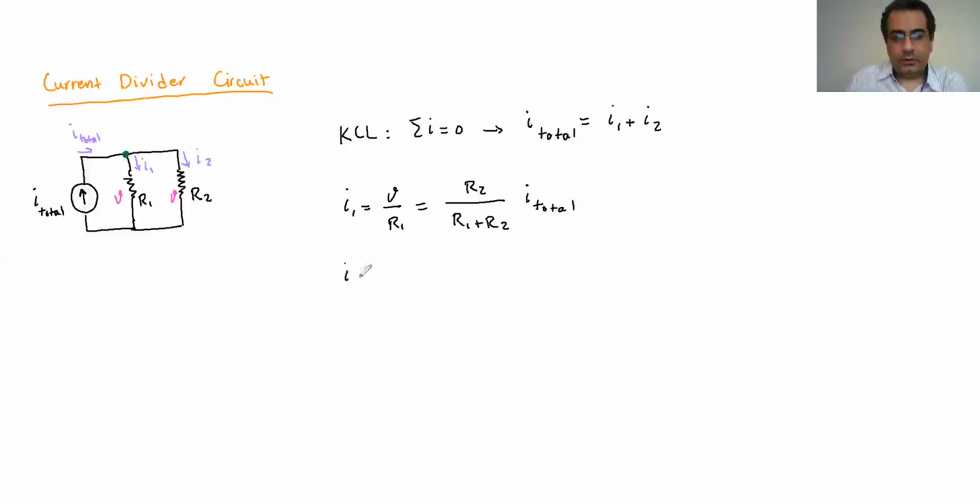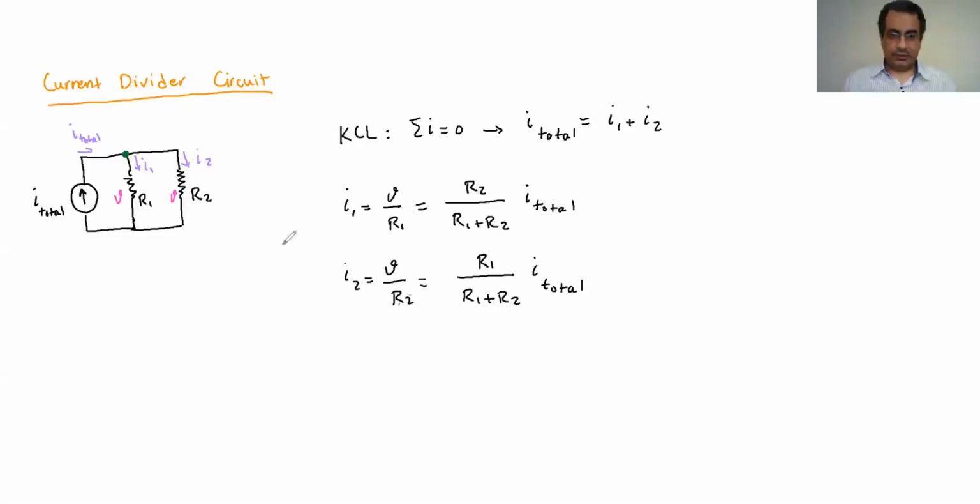And then I2 is V over R2, and it's going to be R1 over R1 plus R2 times I total. This time it's 2, so the numerator is 1. Again, this is the same thing. You don't need to know V to calculate I1 or I2. Without knowing V, you can directly use this part of the equation, just by the ratio of the resistances, to find how the I is going to be split between R1 and R2.